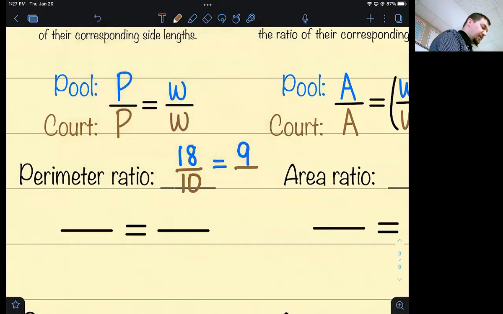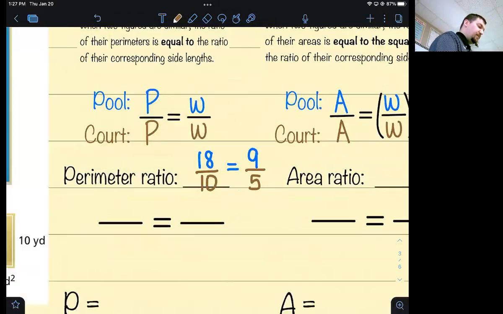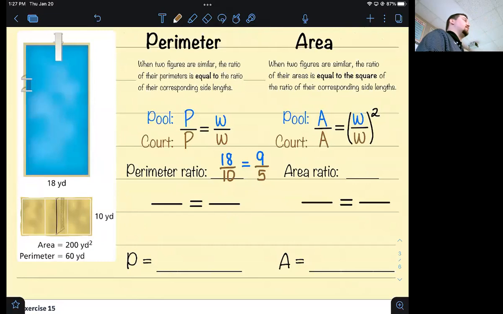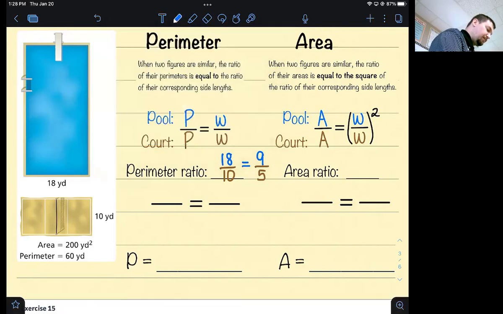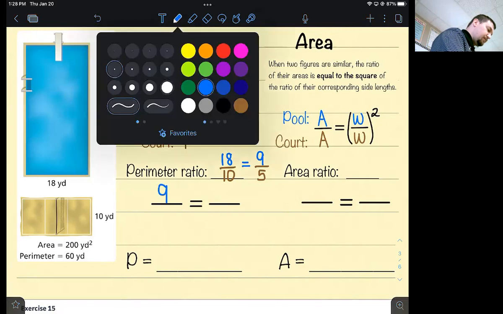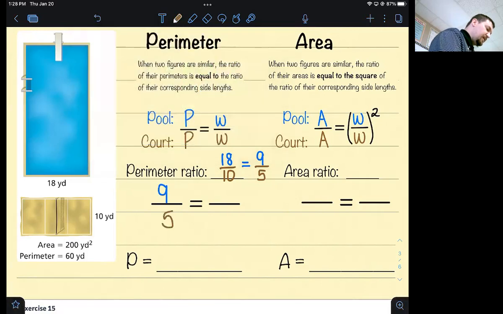You don't have to match the colors up like I do. I just find it aesthetically pleasing if I do. So, okay. So my perimeter ratio, because it is equal to my side length ratio, I just got to find the side length ratio, reduce it, and that's my perimeter ratio. So it's 9/5. Now that I know what my perimeter ratio is, I can use my perimeter ratio to set up a proportion to find the perimeter of the pool.